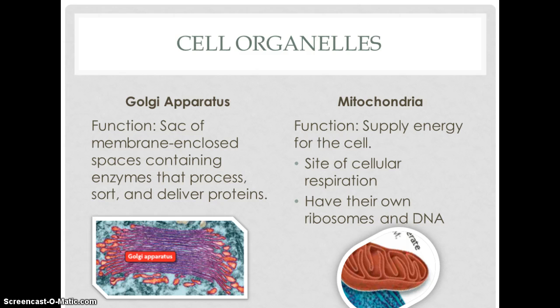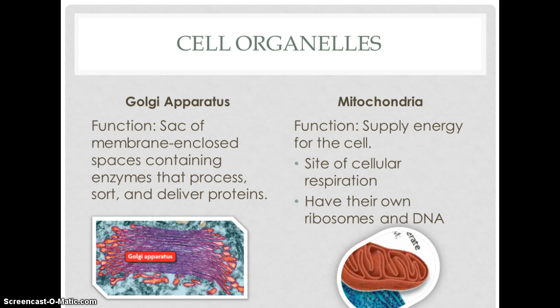The mitochondria, commonly nicknamed the powerhouse of the cell, gets its nickname from its function. Its function is to supply energy for the cell. It's the site of cellular respiration, which is a process that both plant and animal cells go through. They have their own ribosomes, and they contain their own DNA. The mitochondria is located in both plant and animal cells.